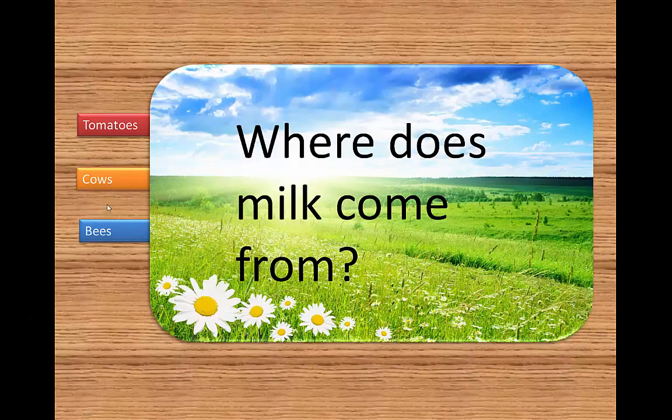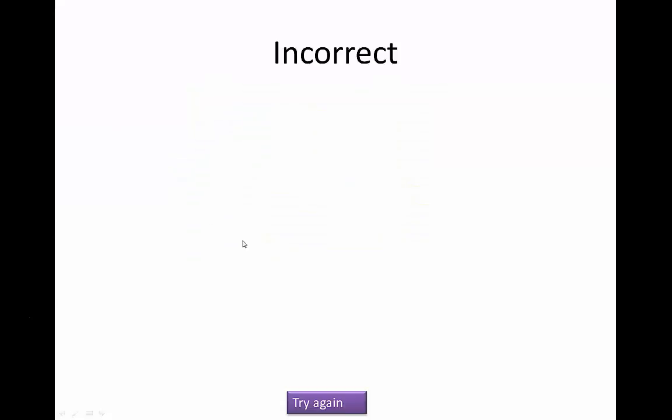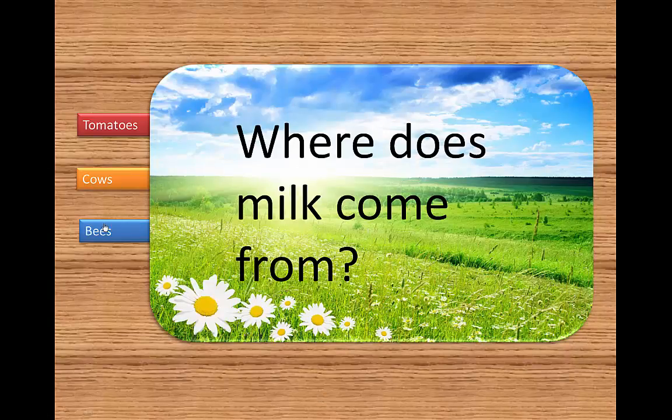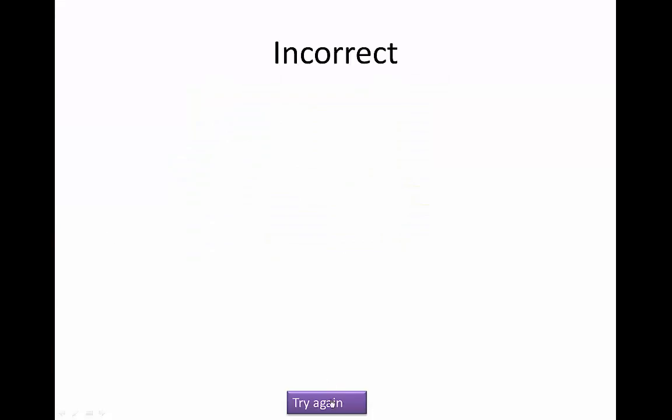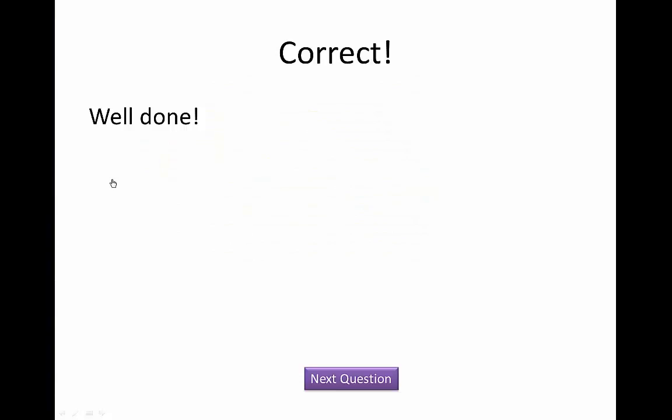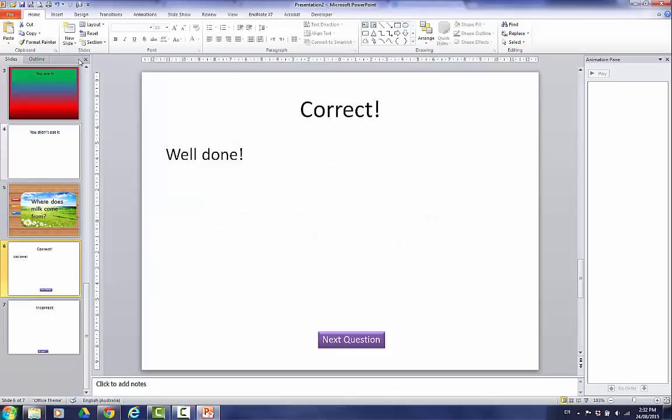All right, let's go to slide 5. Let's try it out. So where does milk come from? Tomatoes? Incorrect. Try again. Okay, is it bees? Try again. It must be cows. Yay, well done. And then I would be able to click onto the next question.